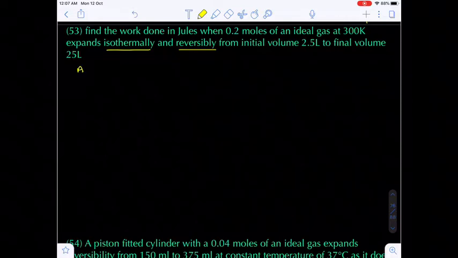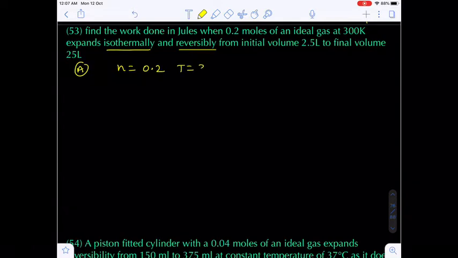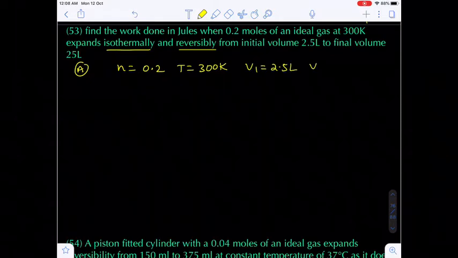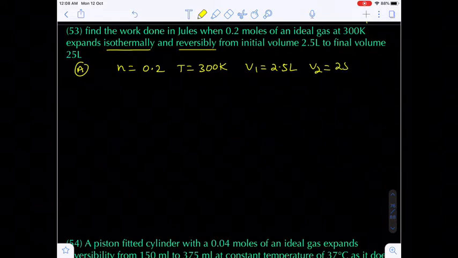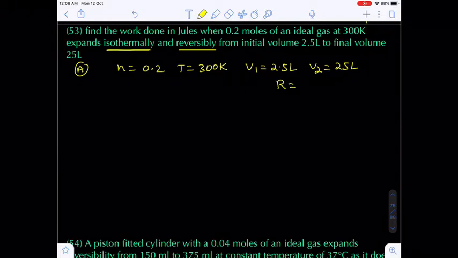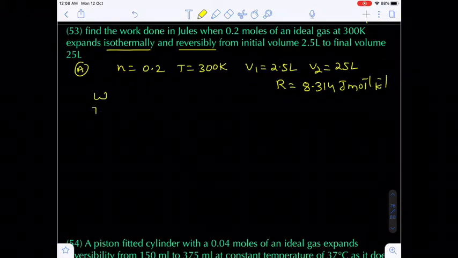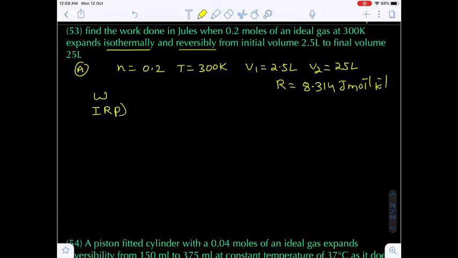First of all, what is the number of moles of ideal gas given? That will be 0.2 moles, and temperature is given as 300 Kelvin. And what is the initial volume of the gas given? 2.5 liter, and final volume of the gas given is 25 liter. Are you getting my point? Now the capital R value, that is the universal gas constant value, I am taking 8.314 joule per mole per Kelvin. Now what is the work done formula to calculate the isothermal reversible process?